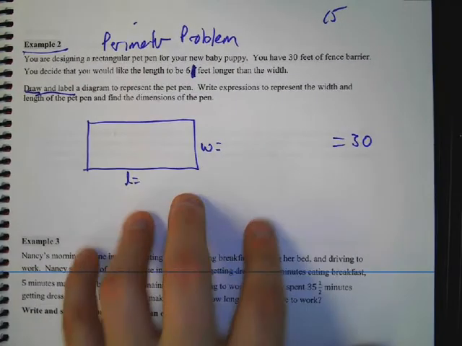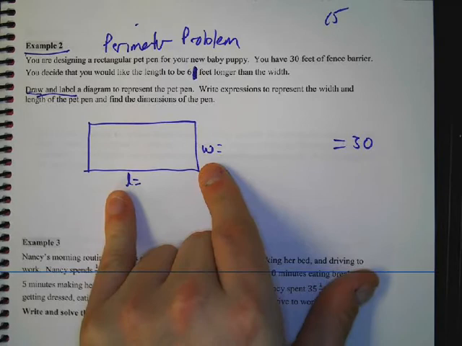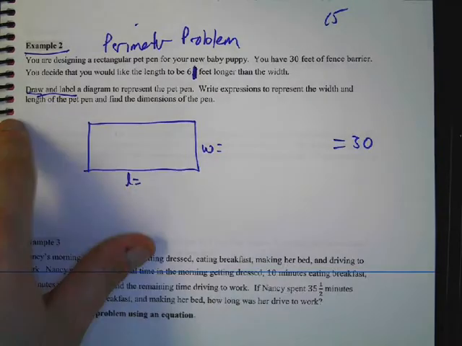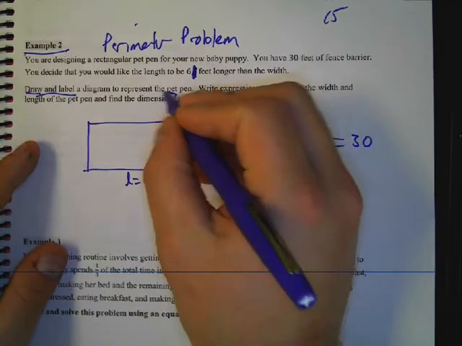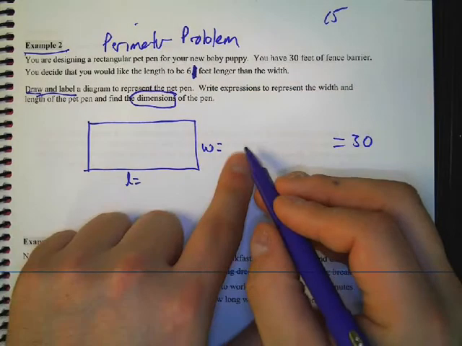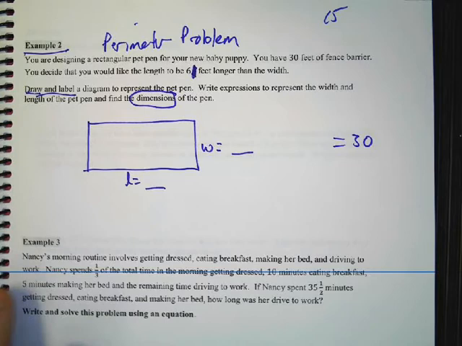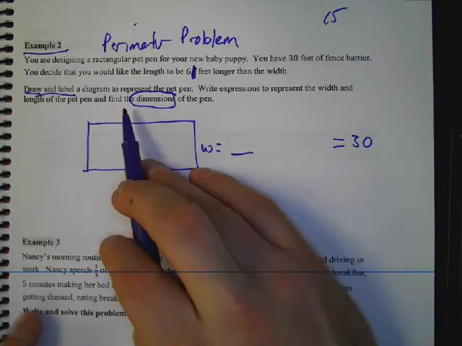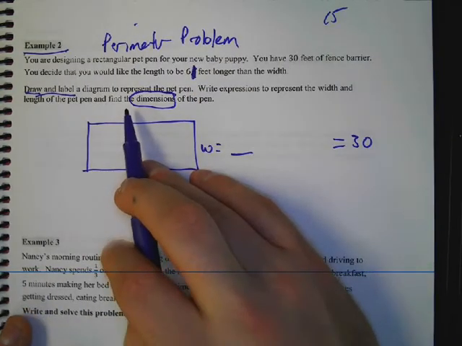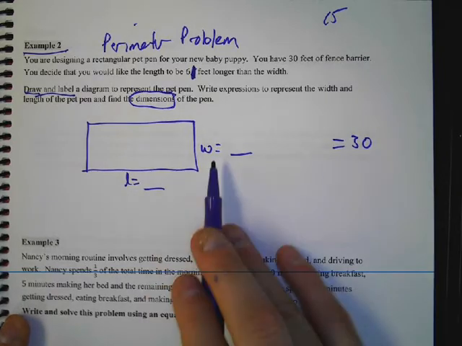Once again, I've got two different things that I don't know. Write expressions to represent the width and the length, and find the dimensions. If it says find the dimensions, that means they want you to actually find what these two are. Well, here's where we go. Now, here's a similarity with this one and example 1, but not quite to that extent. You don't know either one.